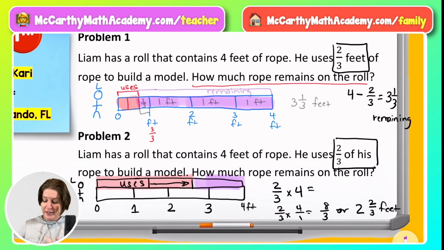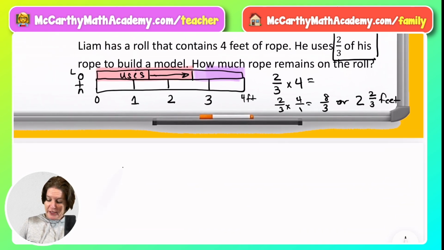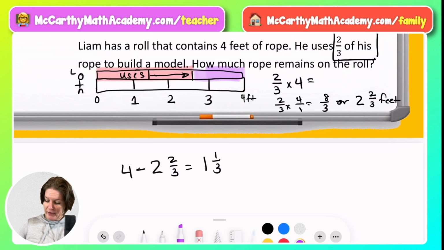So if we know that he uses, I'm actually going to bring this down just a little bit so we can see. So if we know that he has 4 feet of rope, we know that he uses 2/3 of the rope. We know that that is 2 and 2/3. That would leave us with 1 and 1/3 remaining. And I could do that visually because I see here that what we have remaining is 1 whole plus the extra third that's right there. How much of the rope remains on it? 1 and 1/3 feet remains.